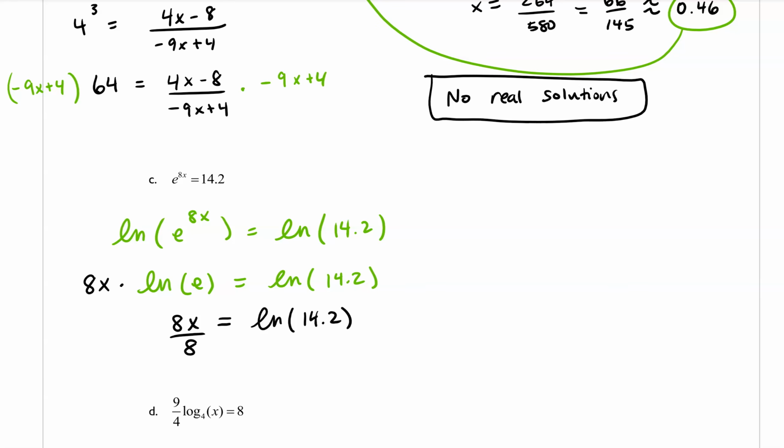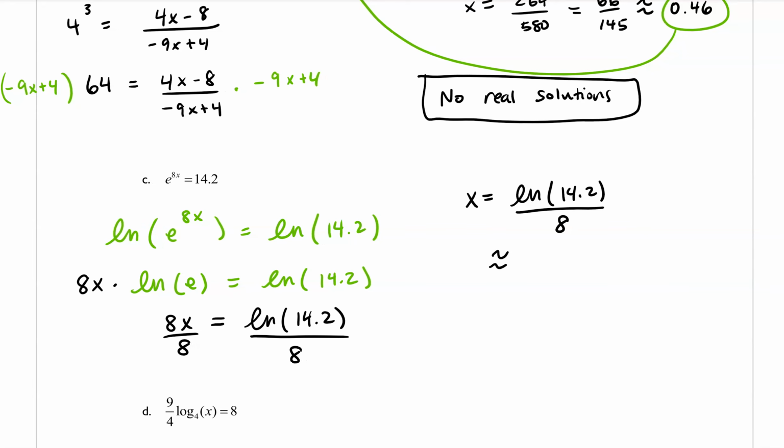And then from here, I'm going to divide both sides by 8. So we get x is equal to the natural log of 14.2 over 8. Now, sometimes the homework on WAMAP will want you to enter it as an exact value. And so if that's the case, then you would just plug in the natural log of 14.2 over 8. And then sometimes it requests that you plug in an approximation. And so that's where you would throw that into your calculator and give it a rounded number.